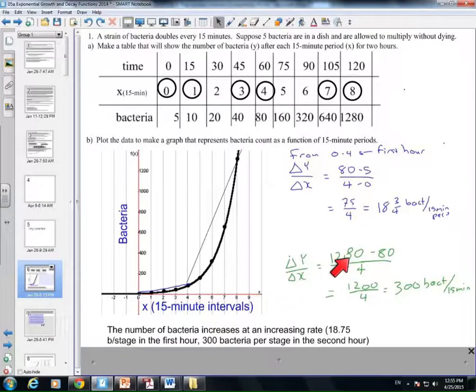On the other hand, in the second hour, we went from 80 to 1,280. That's an increase of 1,200 bacteria in 1 hour or 4 15-minute periods. So that's 300 bacteria every 15 minutes, or about 20 bacteria per minute. So we go from 1 to 20 bacteria per minute in just a difference of 1 hour to 2 hours.